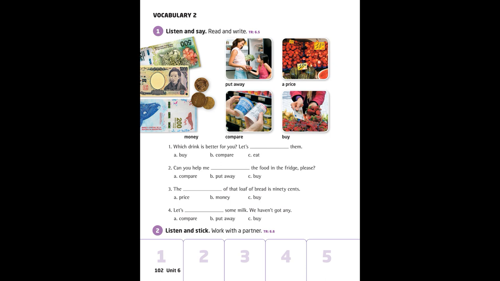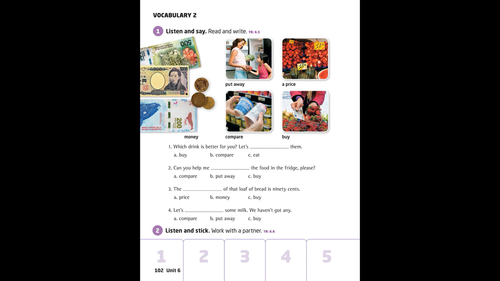Track 6.6. Activity 2. Listen and stick. Work with a partner. Number 1. When you go shopping, don't forget your... Number 2. If you haven't got any money, you can't... anything. Number 3. Look at the... Number 4. Always... two products and buy the better one. Number 5. When you get home, the milk and the ice cream first. Or, don't put away the ice cream, eat it.